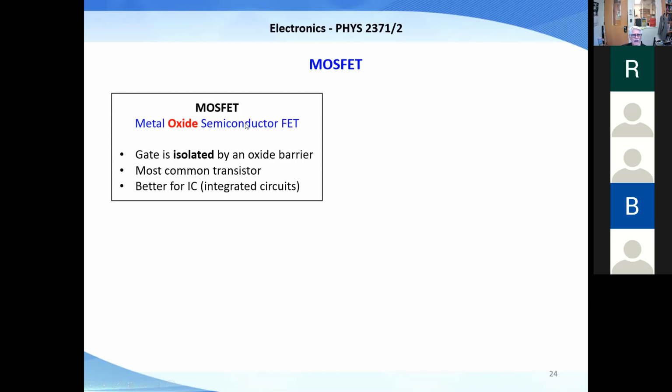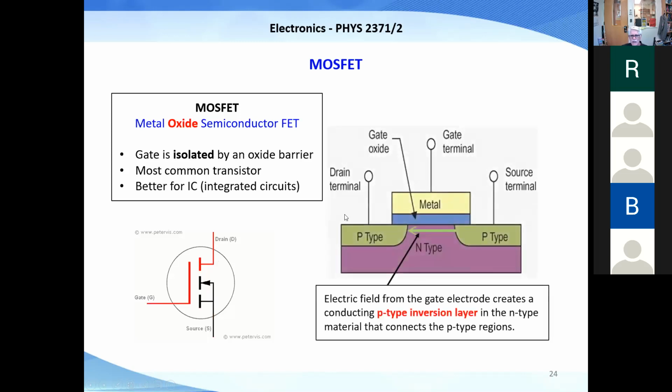With this metal oxide, the gate is isolated. So here's the way you draw it. The gate is not actually electrically attached to the drain and the source. And they do this the following way. Here's an N-type region, a P-type region, and you want to be able to conduct from, say, the source to the drain. You want to conduct through this N-type region.